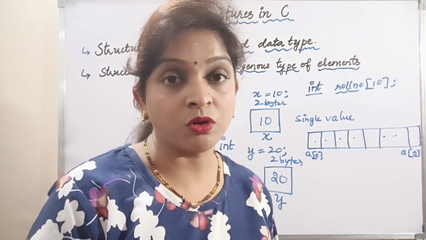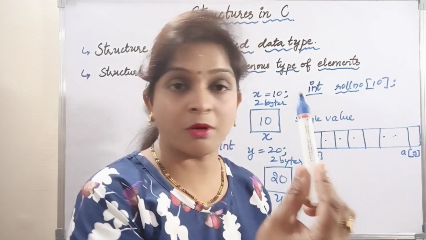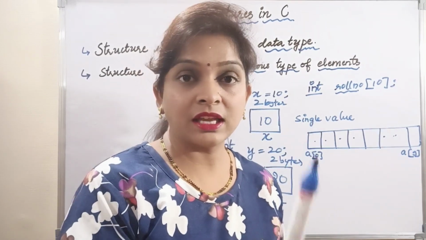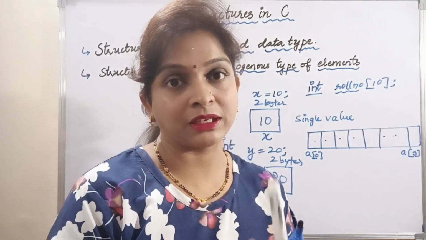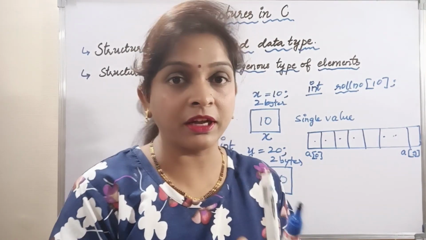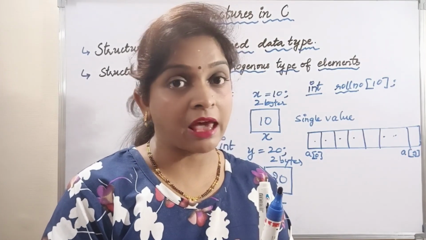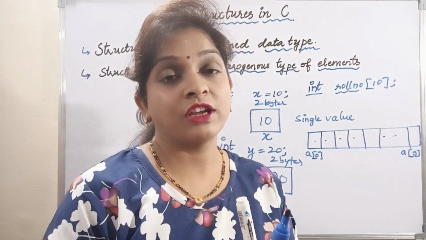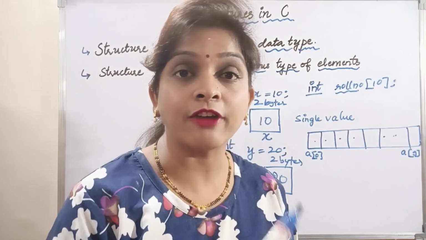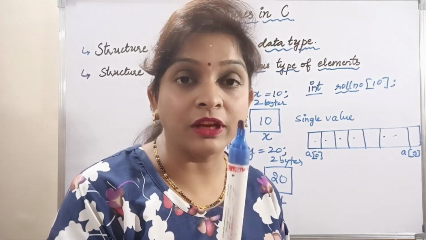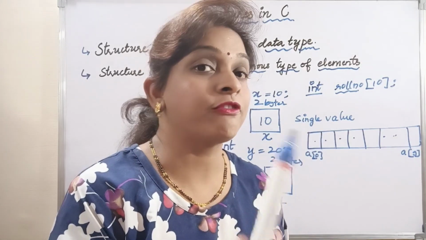But if I want to store multiple values of multiple types, for example, if I talk about this pen, I can say the size of the pen, color of the pen, and cost of the pen. Size, if I say in whole number, it will be integer. If I say the color, it is a character array once again. Then if I say cost, it will be float. So I have integer, I have character, and I have float. Different types of data. So an entity represented with multiple types of values.